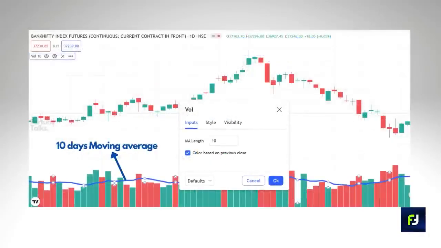In order to get the last 10 days average, all you need to draw is a moving average line on the volume bars and the job is done. This feature is available on most charting platforms for free.